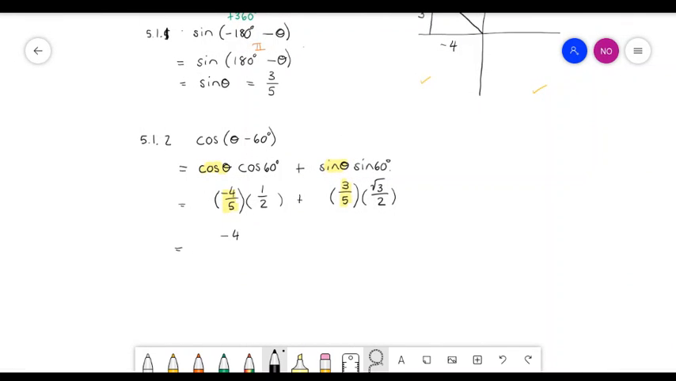Okay, so I have minus 4 over 10. And here I have 3 root 3 over 10.